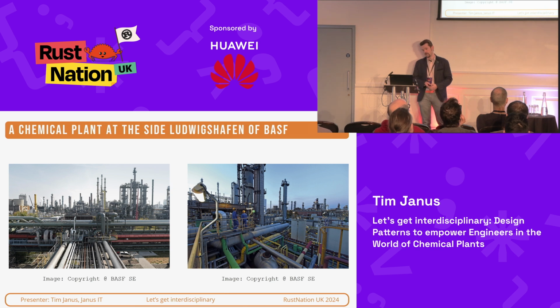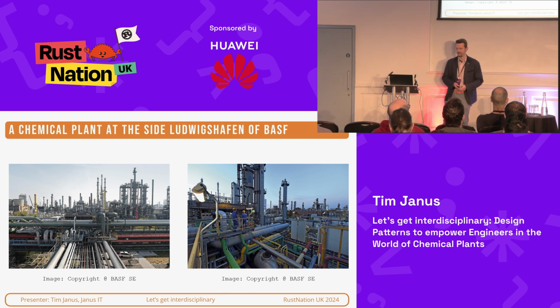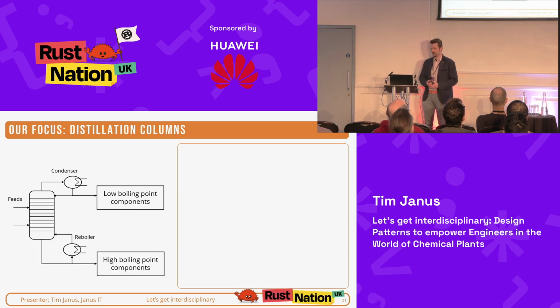And at the end of the last century, BASF was at the forefront to solve the hunger crisis, which was like the climate crisis of the last century. And now a lot of people are working on this new crisis. Okay. We will focus in this talk on one specific unit operation for our patterns, a distillation column.